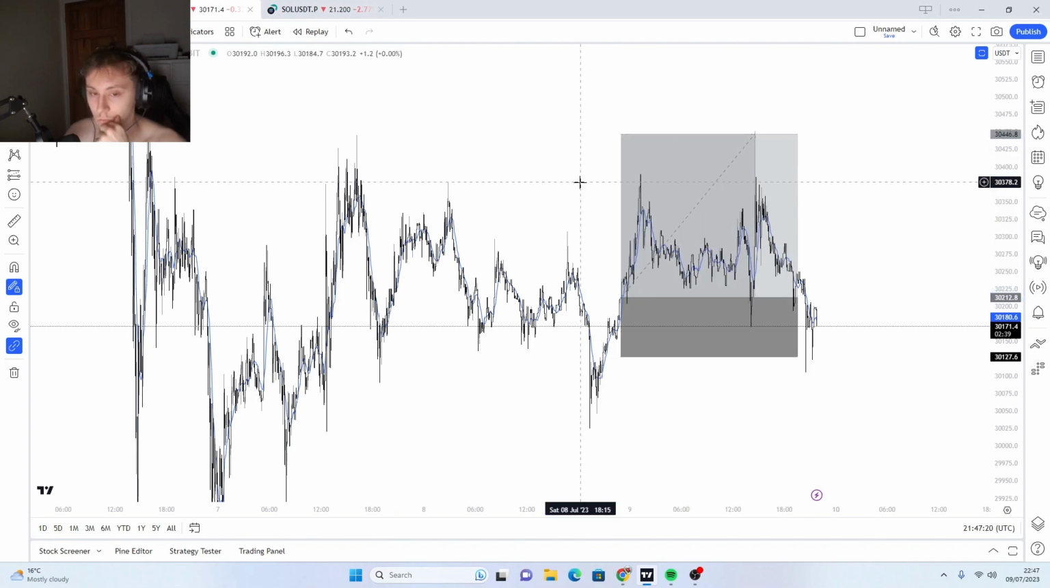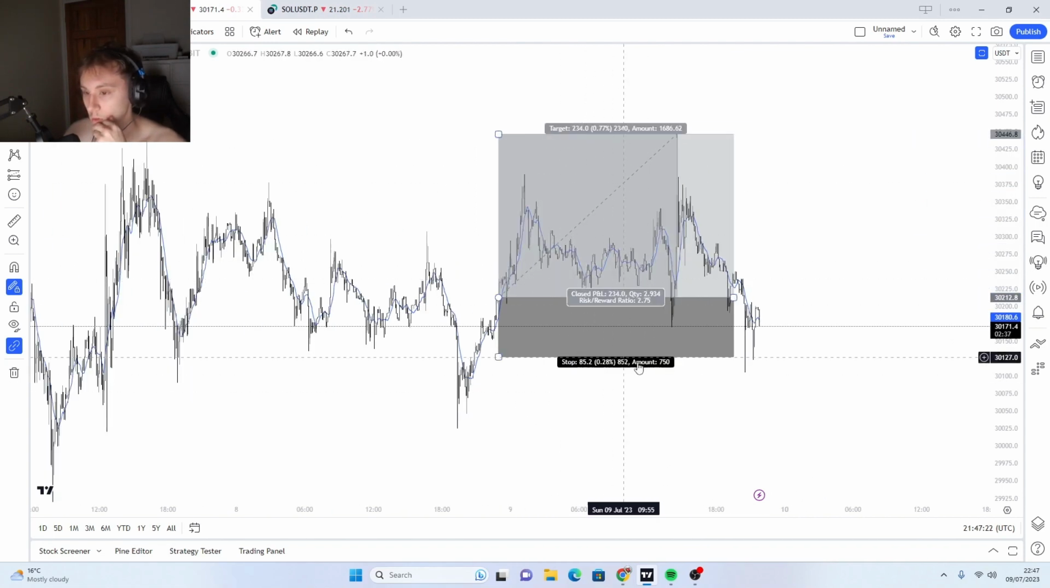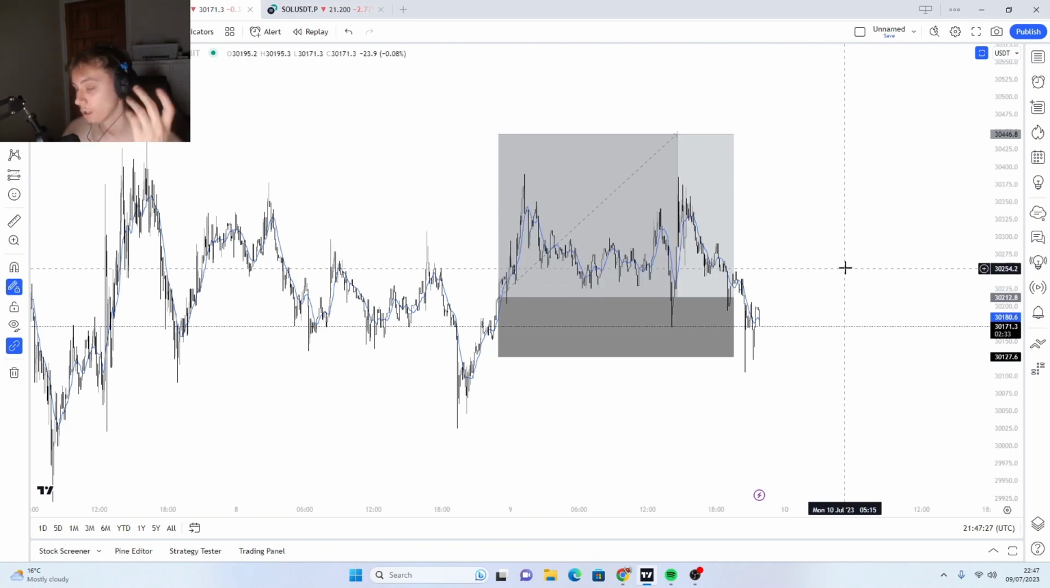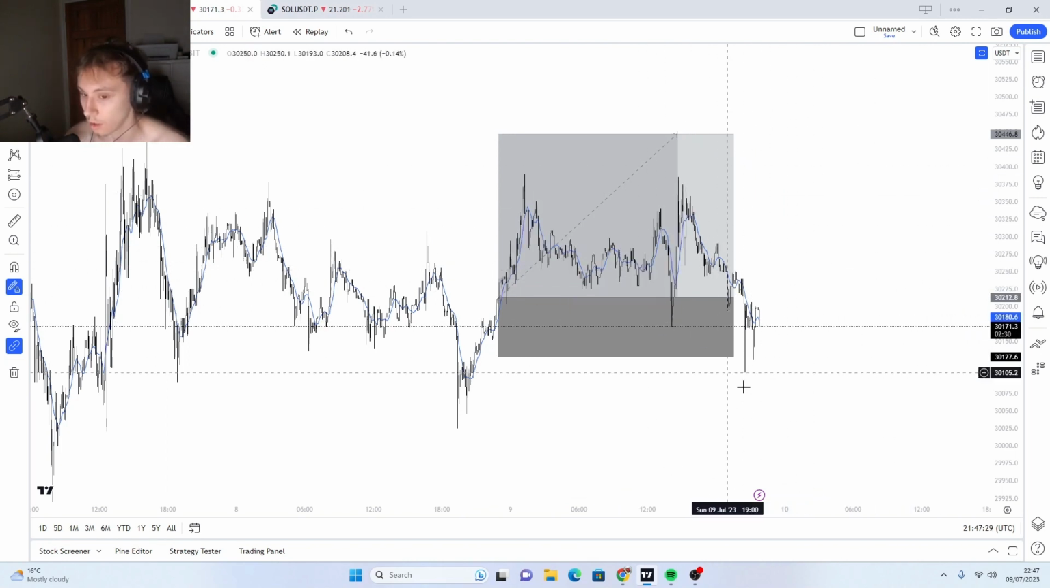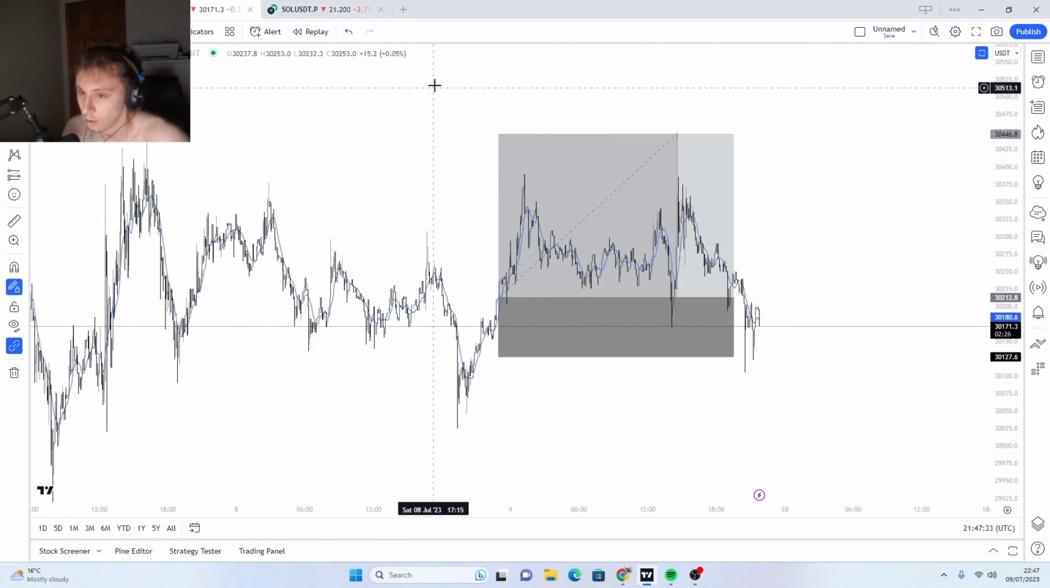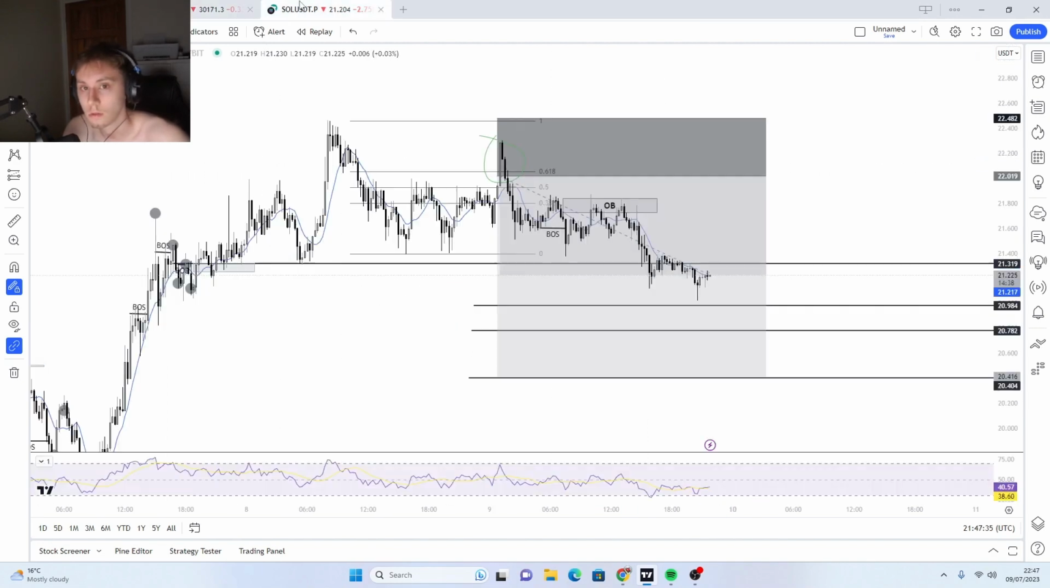Okay, TP's hit. Another liquidity sweep here, right up. Okay, I can't even bother to speak, but yeah, that's a decent trade. 0.7% win on this trade.